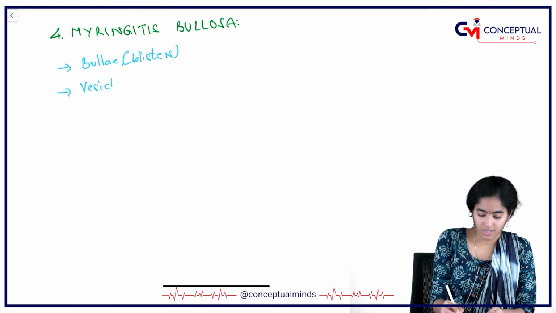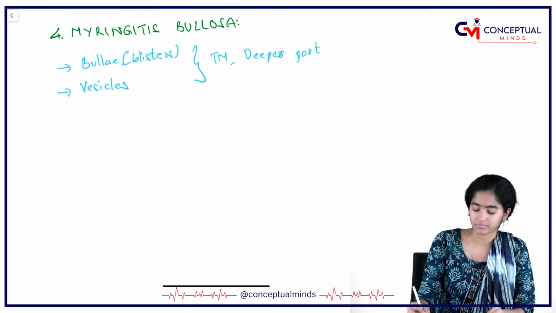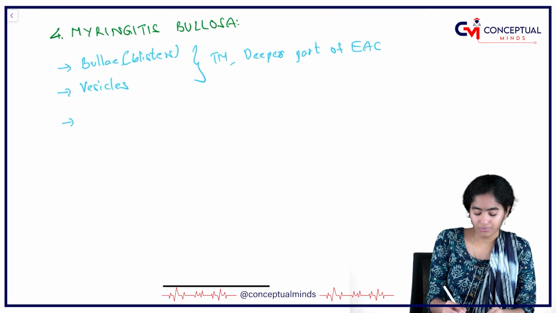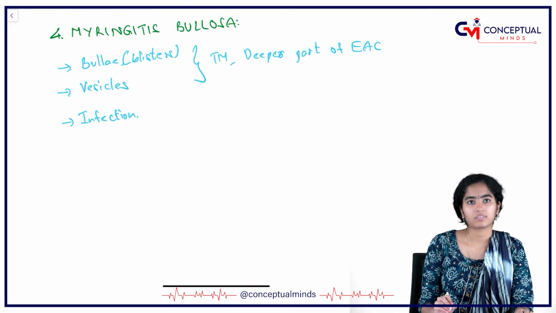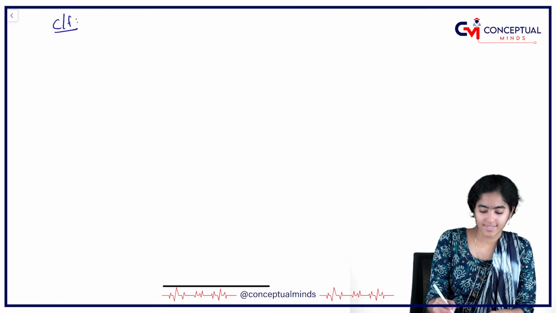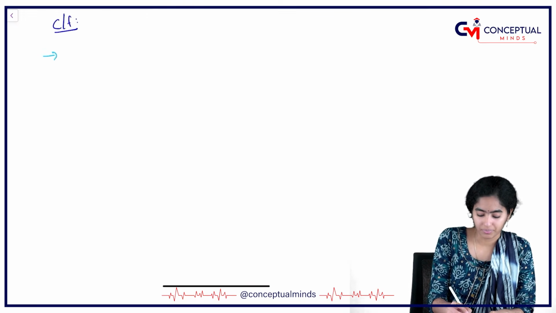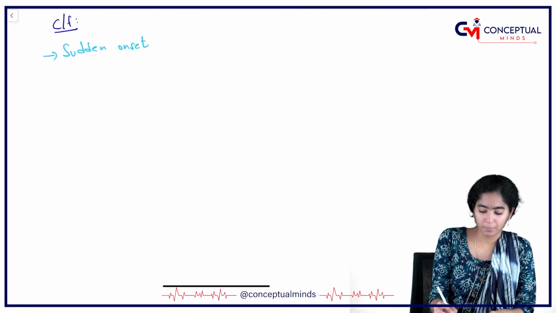And vesicles are found not just on the tympanic membrane but also on the deeper part of external auditory canal. It is an infective condition. This occurs as a result of infection. And the clinical features are, first, there is sudden onset of pain. As it is an infectious condition, pain will be there.